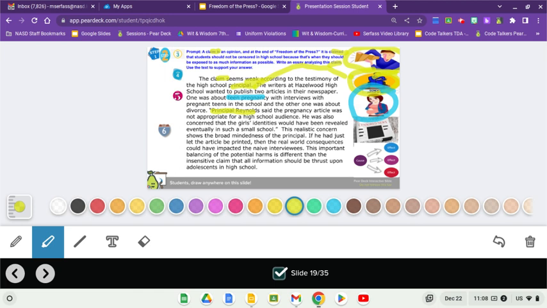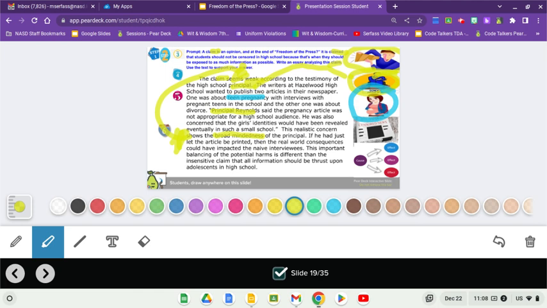This realistic concern shows the broad mindedness of the principal, right? Broad minded is definitely different than weak. So the claim in the article is not the same claim that the principal is making. They're two different things, they're two different opinions. The principal says we should censor, the end of the article says we should not.